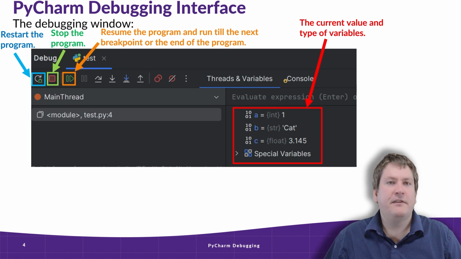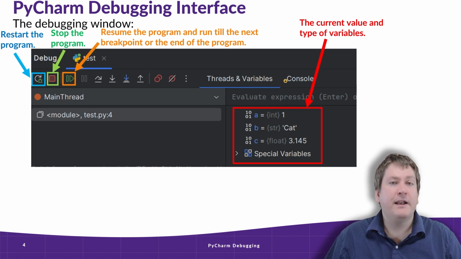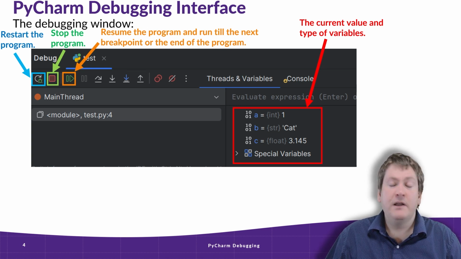Next up is the resume button. And what this does is it resumes the program and keeps running it until it hits the next breakpoint or the end of the program. Remember, if we have breakpoints set, the debugger will stop at those points. So this allows us to jump to the next breakpoint.